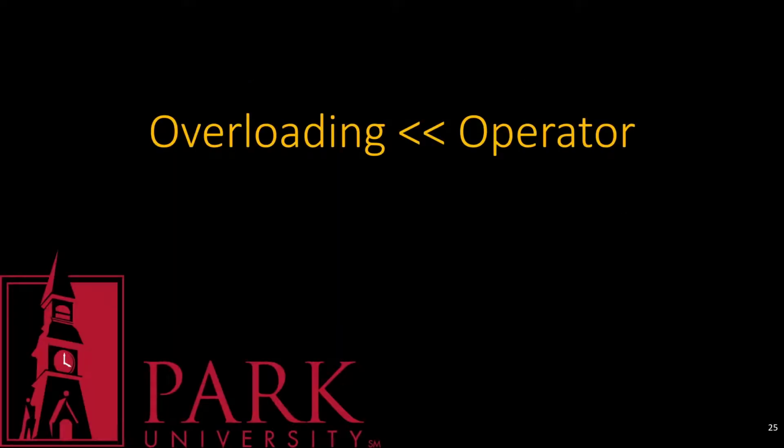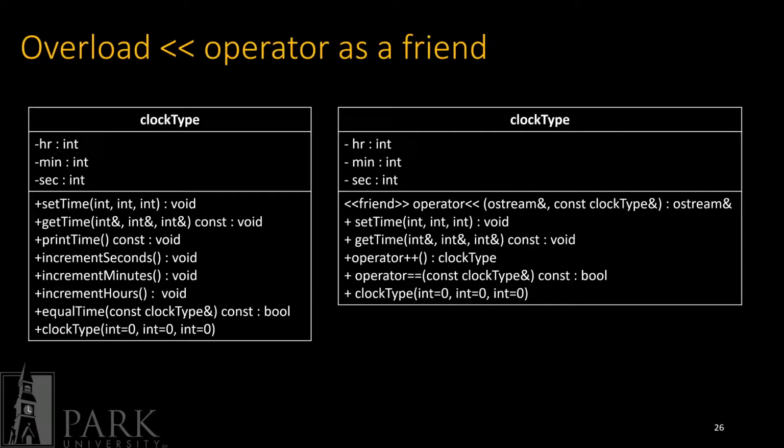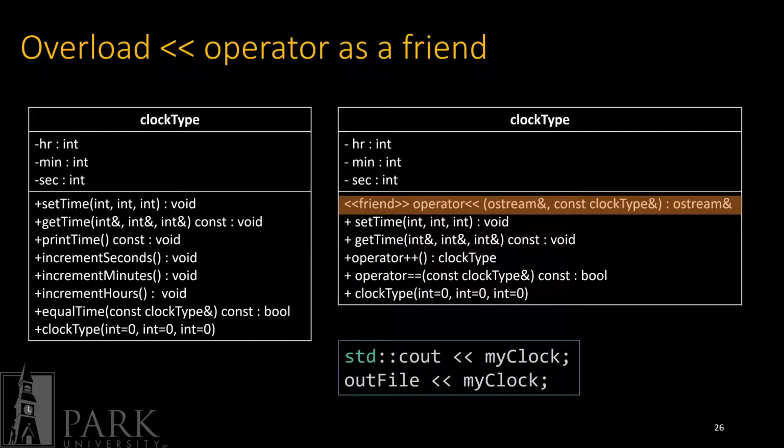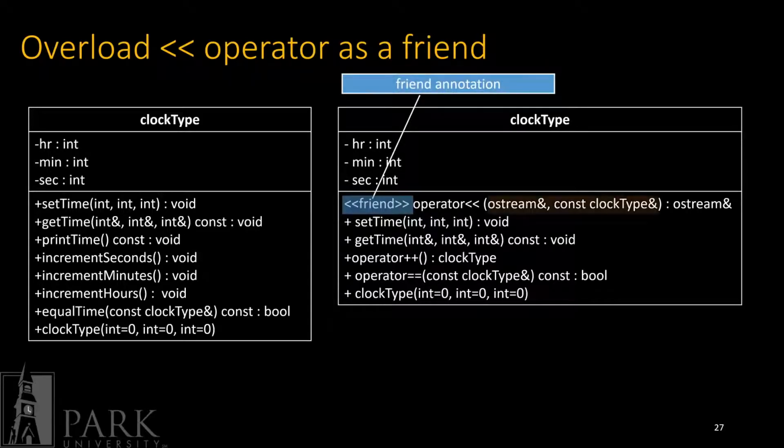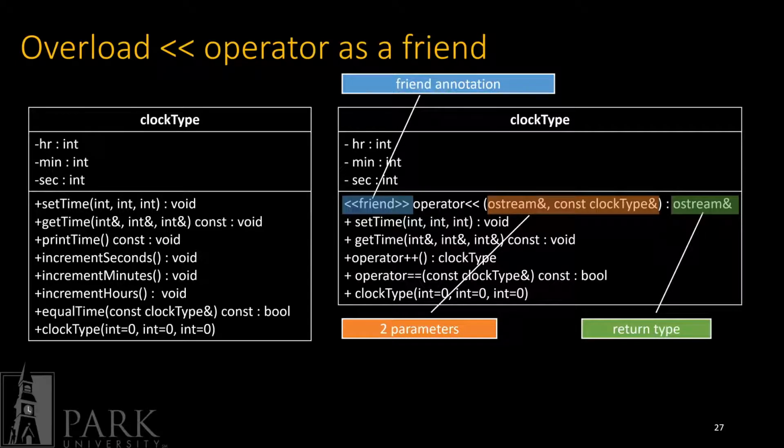So let's take a look at those input and output operators that we talked about previously. The overloaded output operator will allow us to output a clock type object the same way we would output a number or a string, like this. This is the class diagram annotation for a friend. From this entry, we can tell that the output operator takes two parameters. The first, a reference parameter of OStream type, and the second, a const reference of the type of object you want to output. Its return type is a reference of OStream.